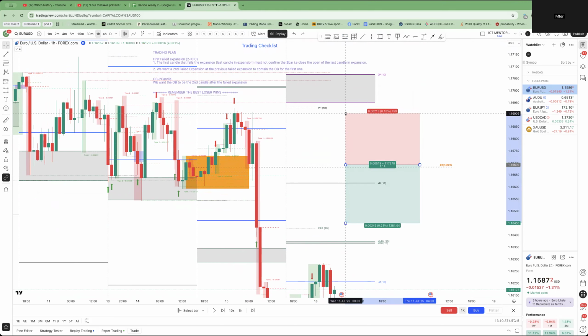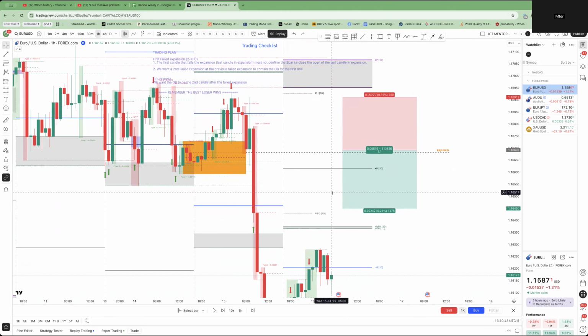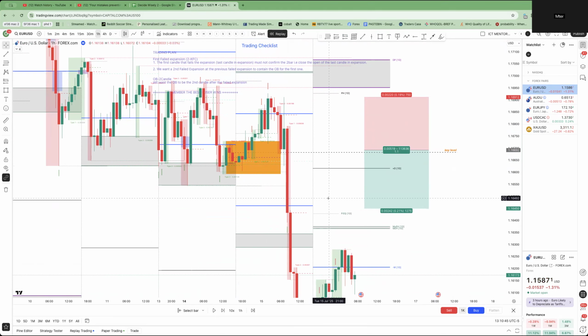So this is the candle that created this candle. That's why it is there. I have a feeling this might lose. Where will I have targeted?